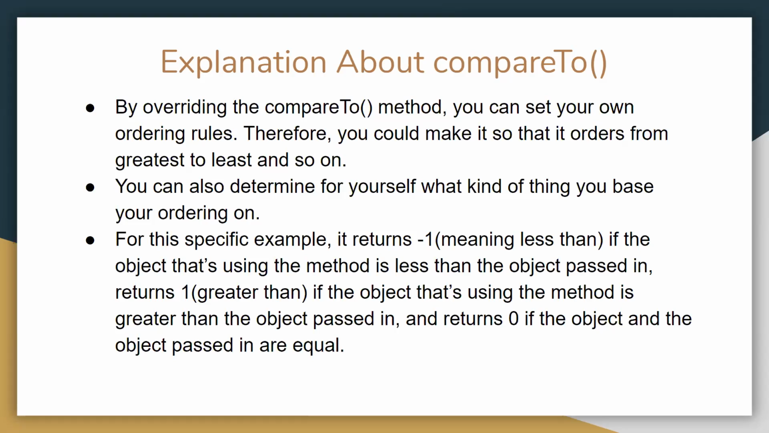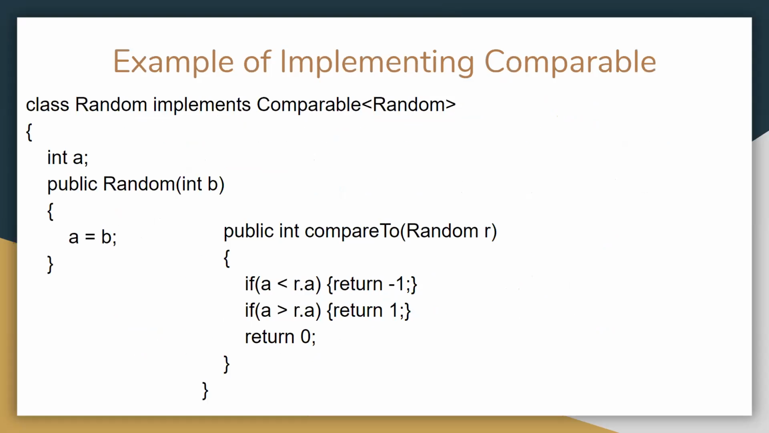Again, you can determine for yourself what you want to base your ordering on. What I mean by that is, you can see here that I based the ordering off of the instance variable a. You don't have to base it off of that. You could do many different things with it. If you had a display method, you could compare display method outputs, that kind of thing. You don't have to base it off the instance variables.